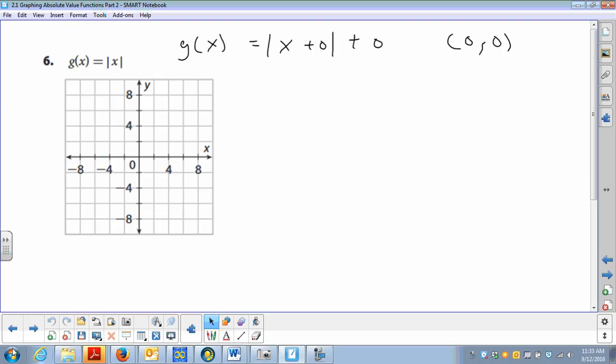Okay. Our next step is to graph a t-chart, and I'm gonna pick a couple points. Well, one point to the left, one point to the right of my x, which is 0. I chose -2 and 2.